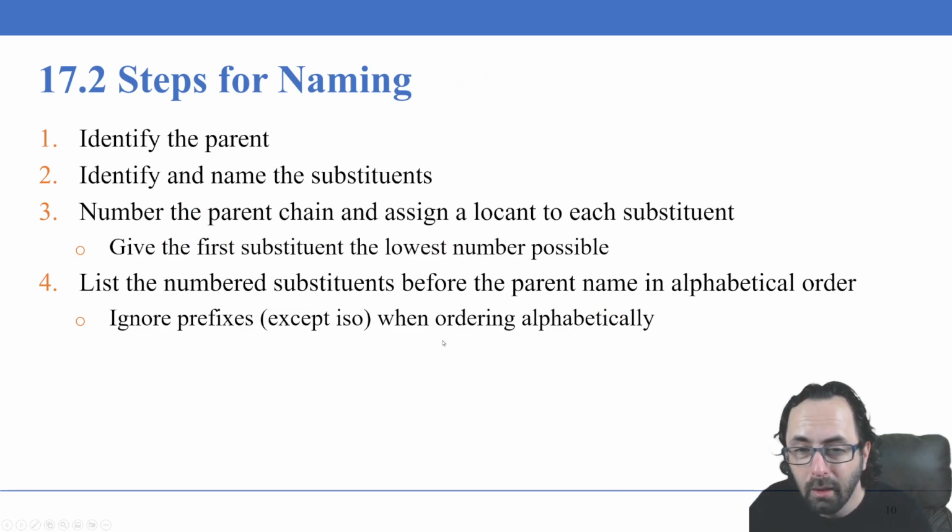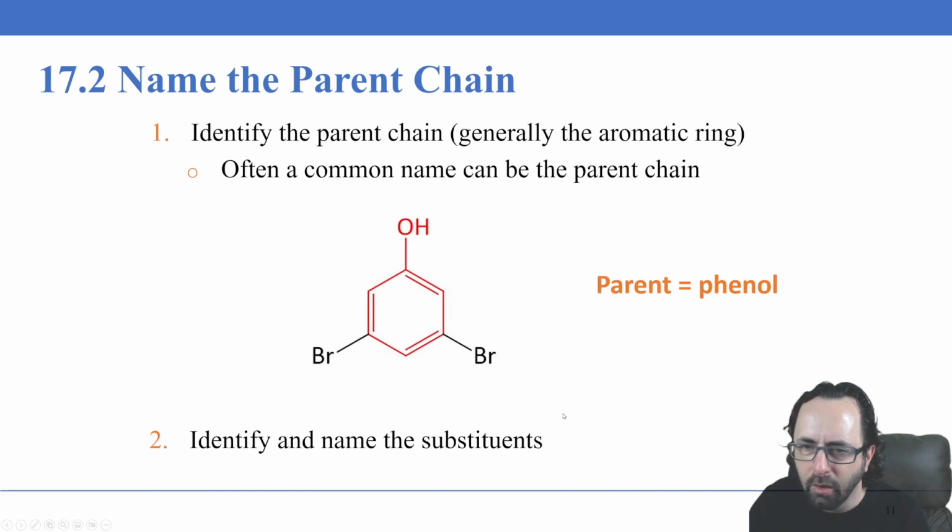So in terms of naming aromatic rings, we identify the parent chain. That will usually be the benzene ring, but if we have a longer hydrocarbon chain after that, it could be the larger chain. If there's a chain larger than 6 carbon atoms attached, that would be the parent. We identify and name the substituents. We number the parent chain, assign a locant to each substituent, give the first substituent the lowest number possible going around the ring, and list the numbered substituents before the parent name in alphabetical order, ignoring prefixes. So normal rules, just watch out for the parent chain.